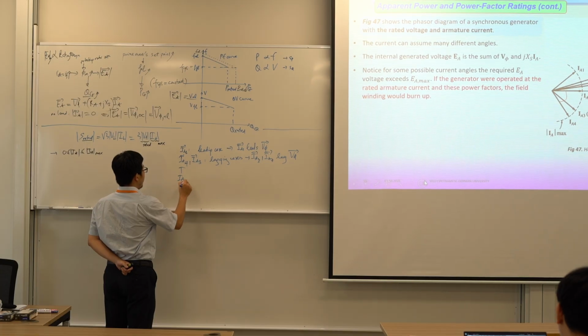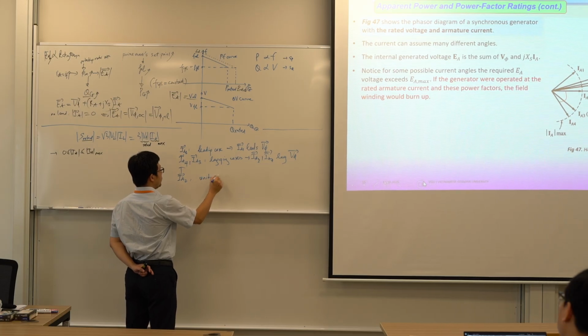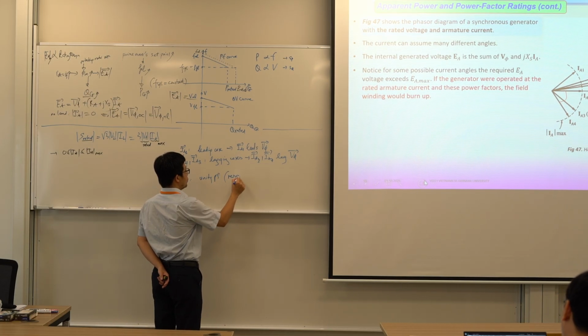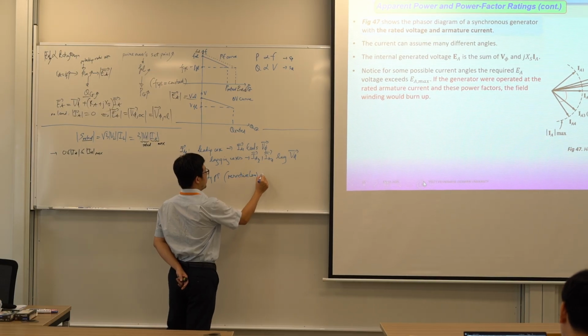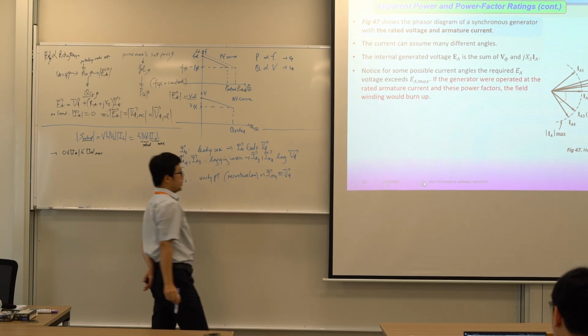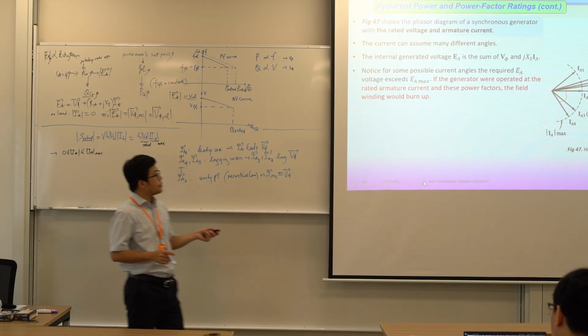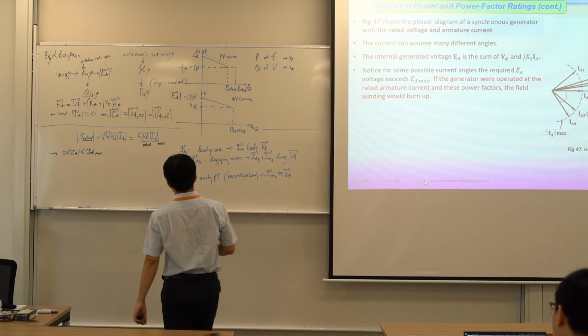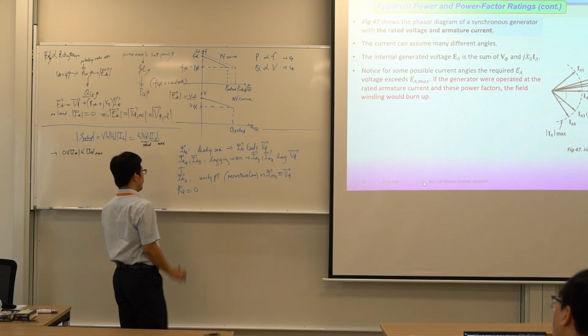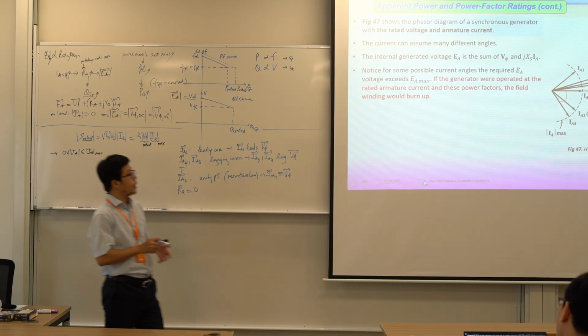So this is IA2, right? This one is unity power factor, or we say resistive load, because IA2 is in the same direction as the phase voltage. And for this phasor diagram, we assume RA is 0. That means we skip the armature resistance. So we can get this diagram.